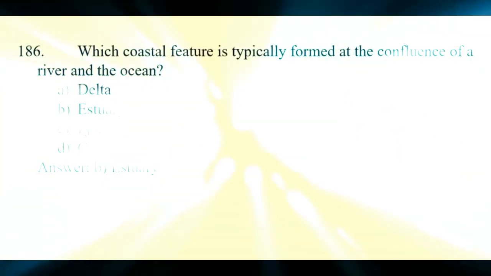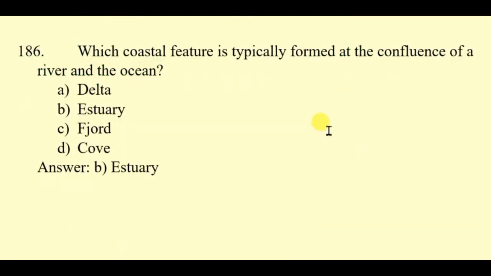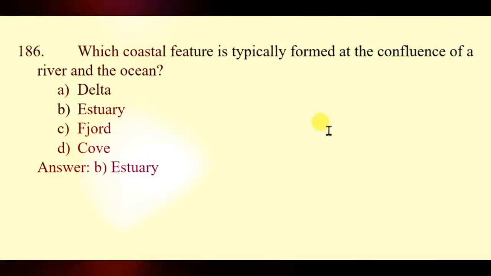Question 186. Which coastal feature is typically found at the confluence of a river and the ocean? Delta, estuary, fjord and cove. Here the right answer will be estuary.